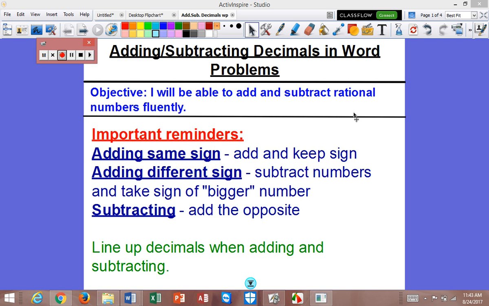Hey everyone. Alright, today's video is going to focus on adding and subtracting decimals that are in word problems. Your objective: I will be able to add and subtract rational numbers fluently.